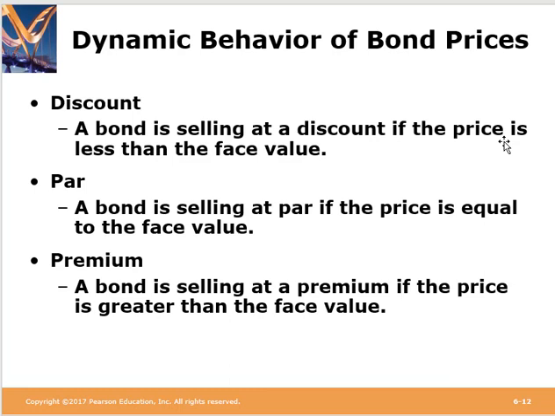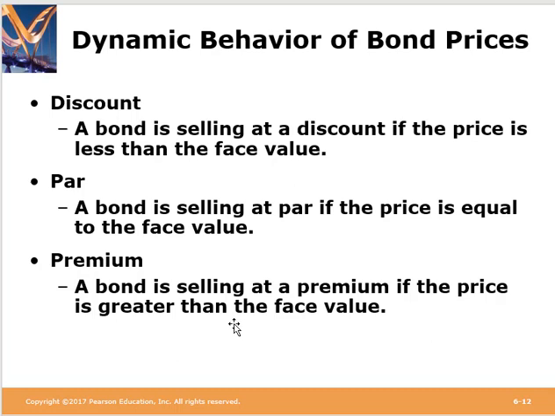We've been talking about some behavior of bond prices. So we can talk about bonds that sell at par. The par value is the principal, or $1,000. So if a bond is selling at par, the price equals its face value, or again, $1,000. We mentioned the word discount earlier. A bond that's selling at a discount is selling at a price less than its face value. That means the price is less than $1,000. A premium bond is selling at a price that's greater than its face value.